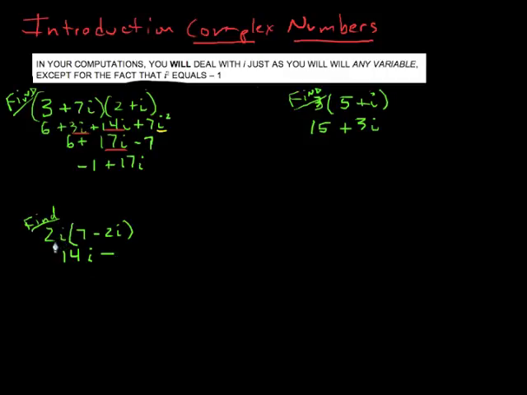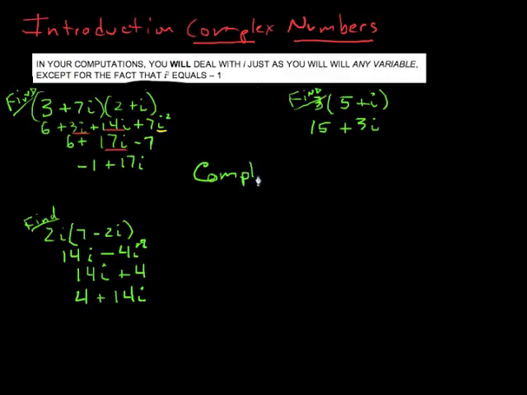Minus 2i times 2i, that's 4i squared. But wait, i squared is equal to -1, so this is 14i plus 4. And I'm going to rewrite this for a reason: 4 plus 14i. And I'll explain that reason right now.